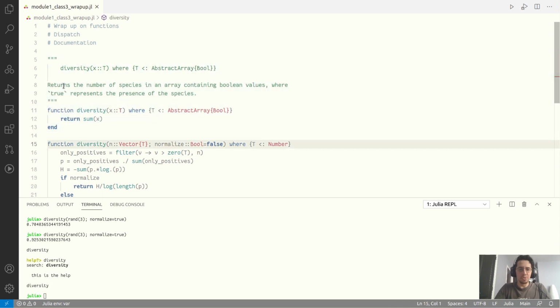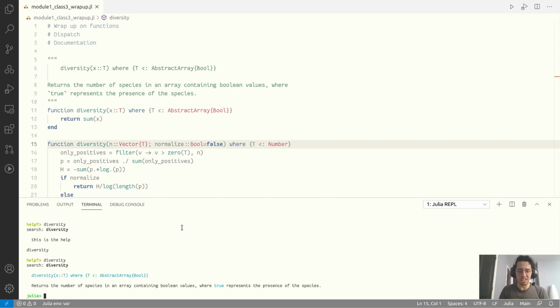And again, if we rerun that and we look at the help of diversity, we have something that is a whole lot nicer. We have the signature of the function that is now in a different color because we use this little indentation, and then we know what it's doing. So here is a function, here is the signature, and here is what it does.